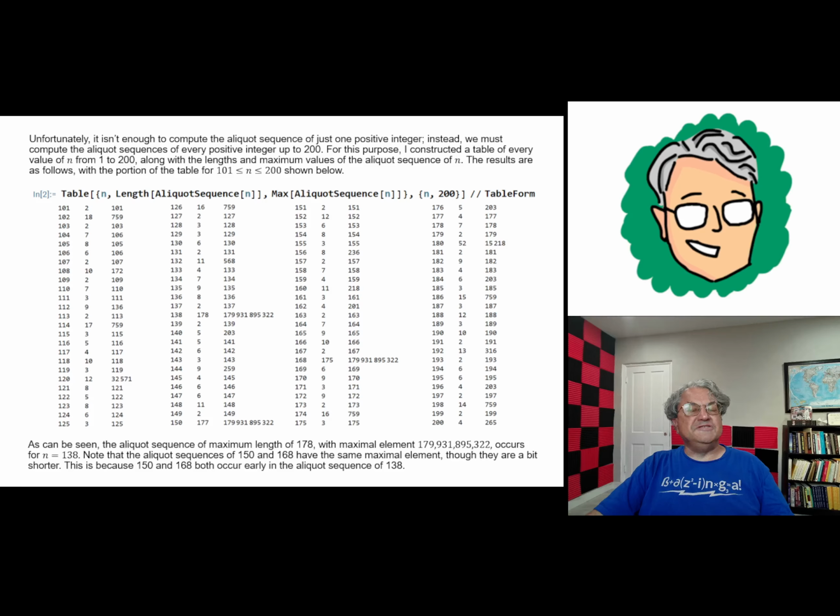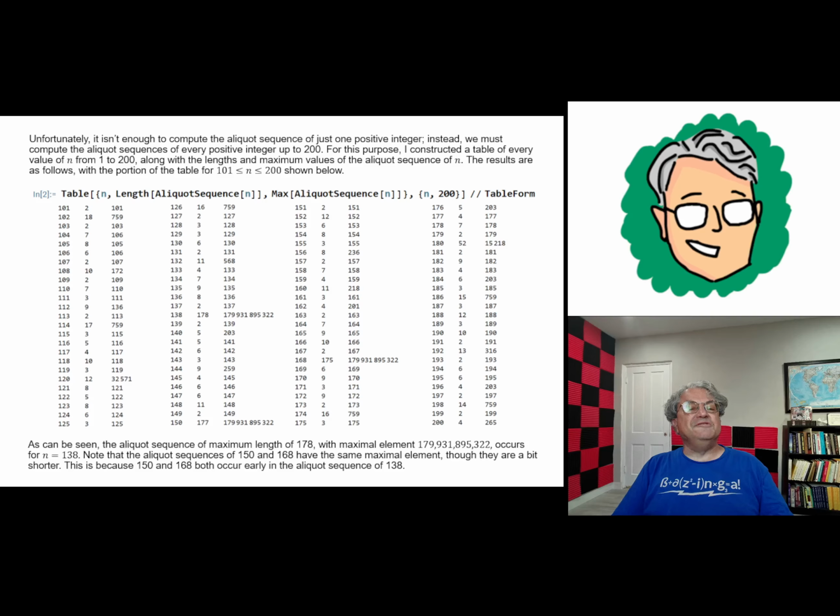I think the longest Aliquot sequence with n less than 100 is probably the one for, I'm not sure, I think it's 30, which has length 15. And I think its largest element is 259, so it doesn't even get that big. But they get bigger as n gets larger, and I think you can see just from looking at this table what the value of n is that gives you the longest Aliquot sequence. That's for n equals 138. The length of that one is 178.